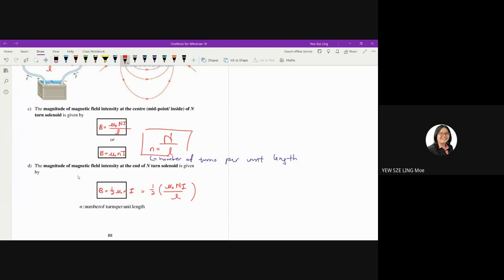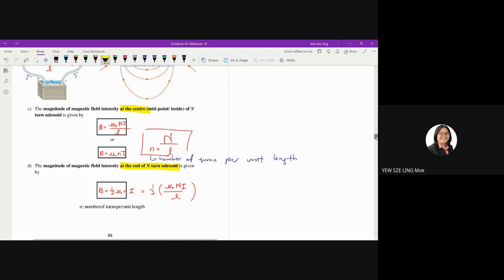So this is the equation for you to calculate at the various positions. One is at the center, one is at the ends of the n turns of solenoid. If you have 1 turn, then you just substitute n equals to 1. You just put n equals to 1.